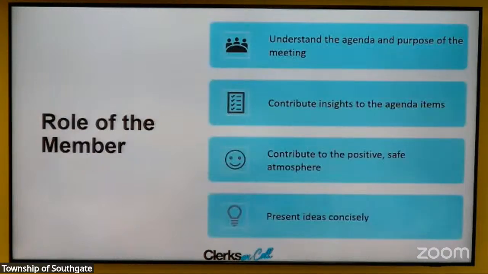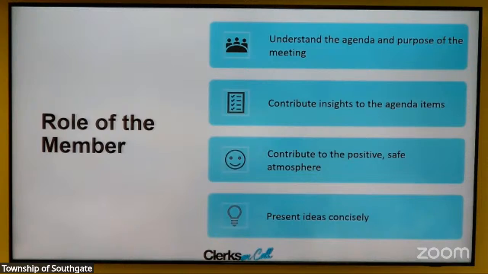And while it's the role of the chair to maintain order at a meeting, it's the role of each individual council member to govern their own conduct at meetings. Generally, each council member must ensure that they understand the agenda and the purpose of the meeting. And at a minimum, all members must come to the meeting having read all of the agenda materials beforehand. And unfortunately, we've seen over the years, sometimes that doesn't always happen.